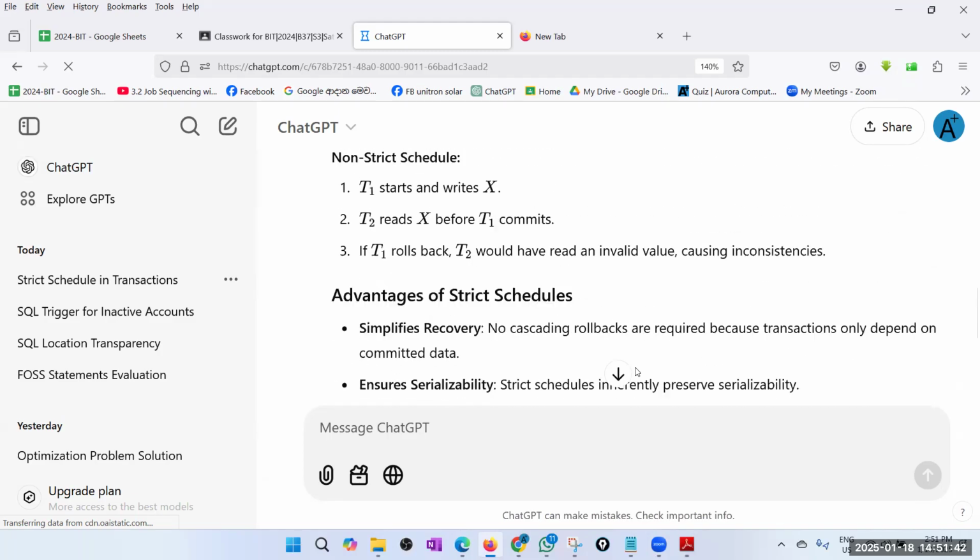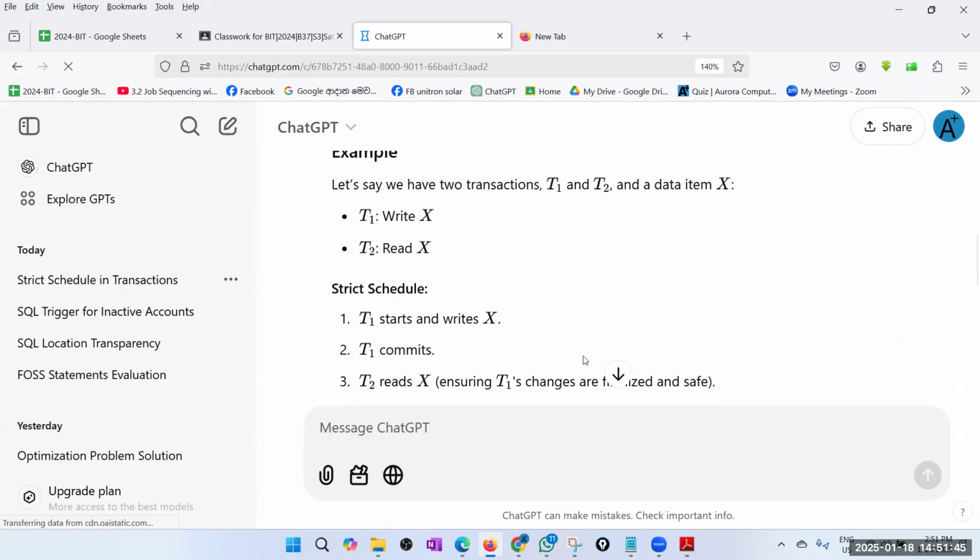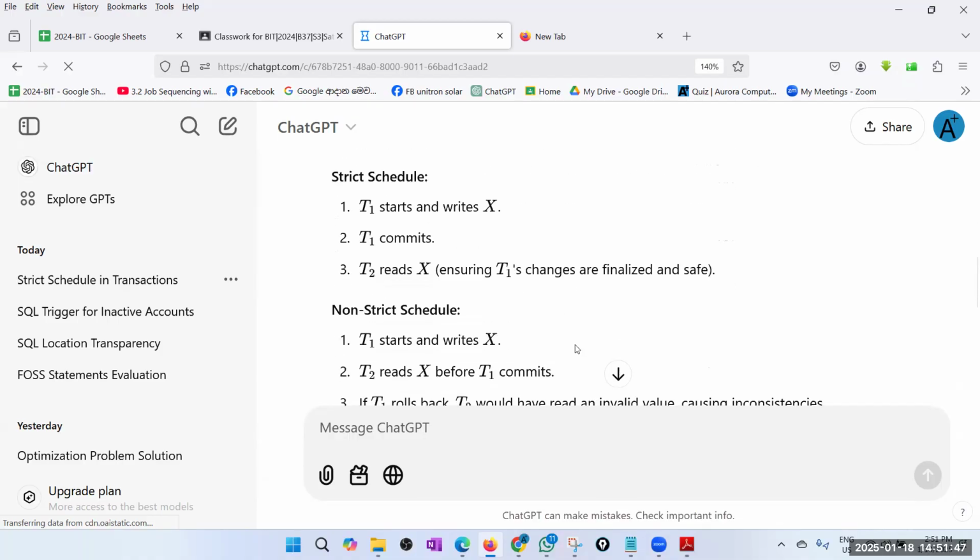But that will delay the processing. It's overhead because you are waiting, right? So that will create unnecessary waits, but it's safer, right? Safer.